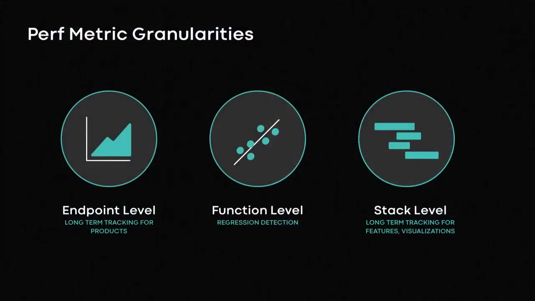We quickly realized that granular perf data is the key to success here. We found 3 levels of granularity were sufficient to empower product teams and perf engineers alike: the endpoint level, the function level, and the stack level. Endpoint level metrics are useful in tracking the long-term efficiency of features. Function level metrics are useful in detecting regressions caused by code changes or features. And stack traces are useful in generating visualizations to debug or triage regressions.